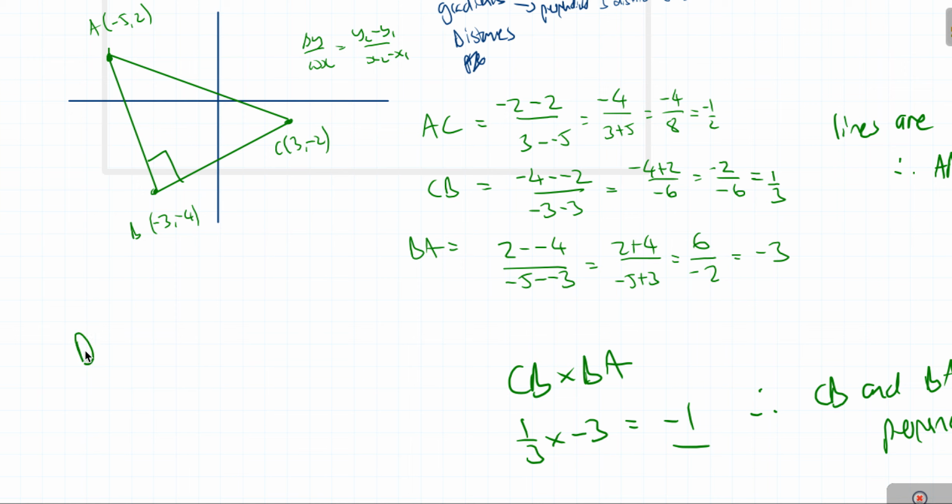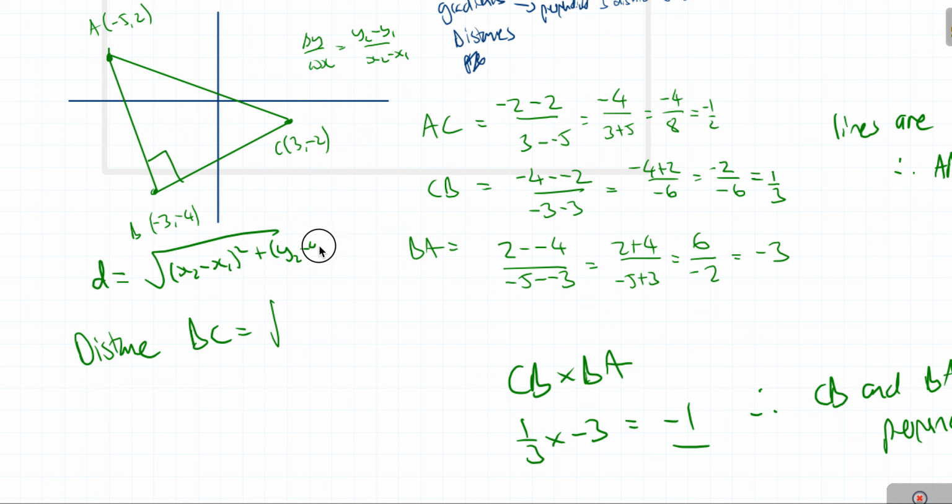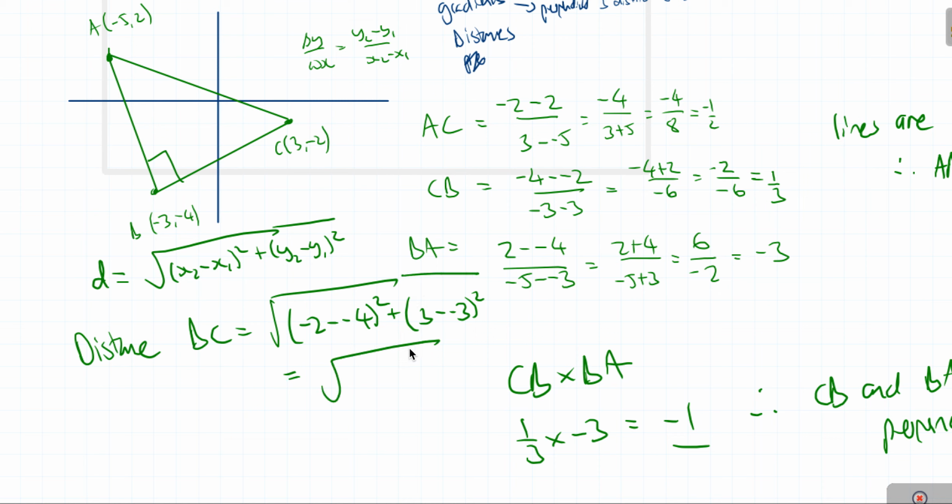If we work out the distance of BC, the distance formula is equal to the square root of x2 minus x1 squared plus y2 minus y1 squared. So this one is going to be C, so it's minus 2 minus minus 4, all squared, plus 3 minus minus 3 squared. Plugging that directly into the calculator, minus 2 plus 4 squared plus 3 plus 3 all squared, gives an answer of 2 root 10.